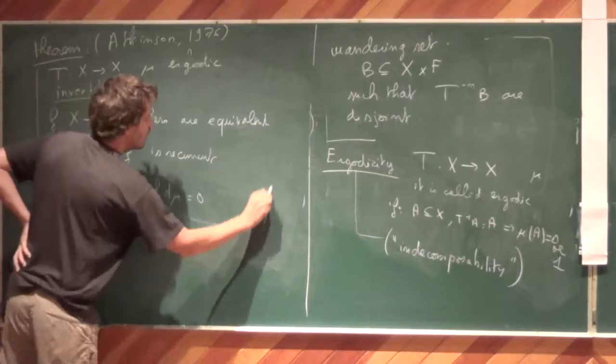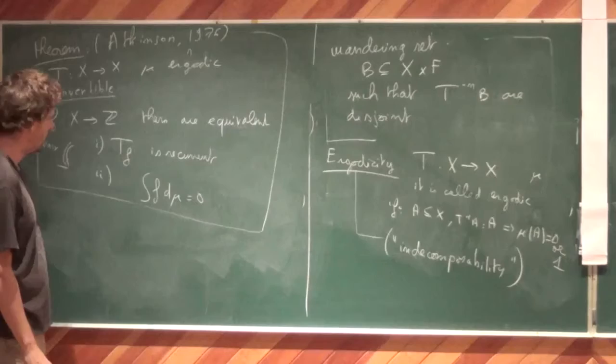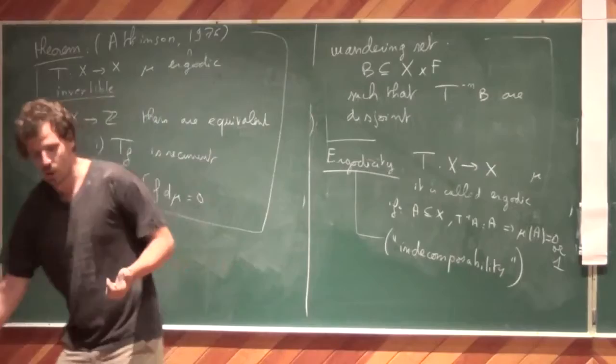So there is one direction which is easy, which is this one. And the other one is not. But it's not that hard, and you can even look at the paper of Atkinson, the proof is one page long, so it's manageable. I plan to do it, but I have no time.